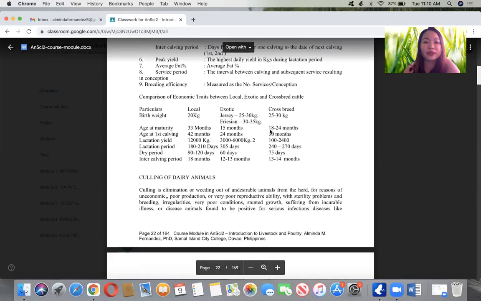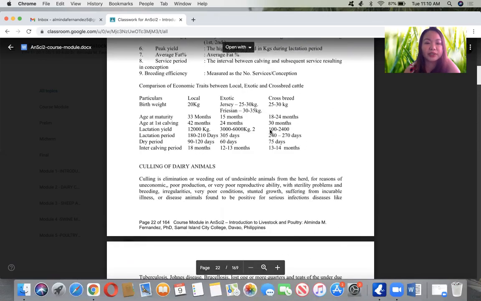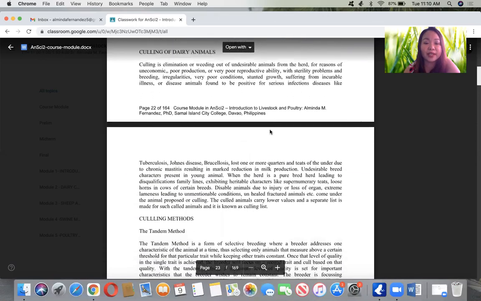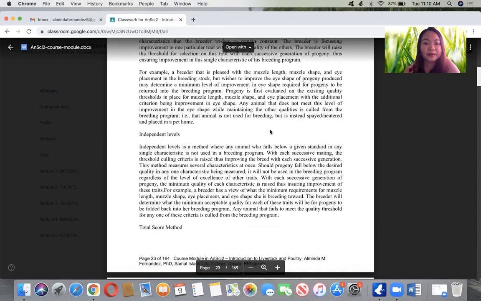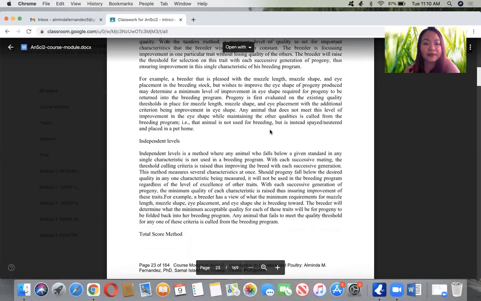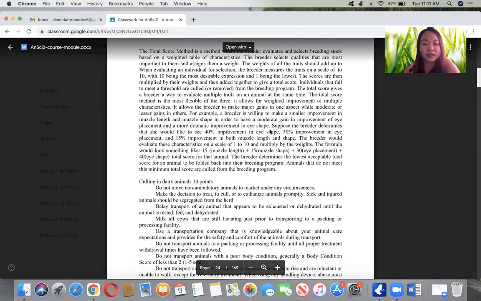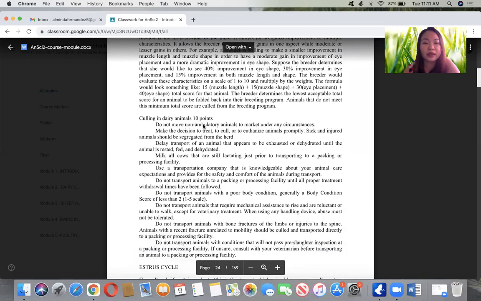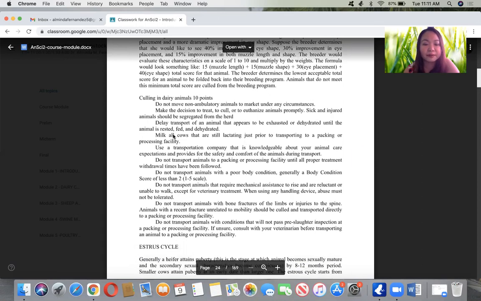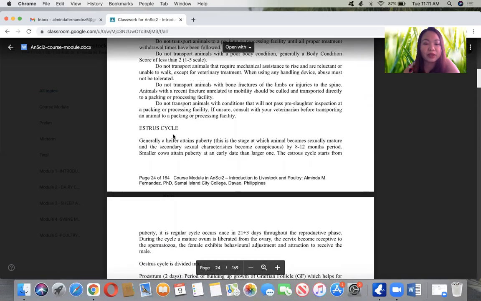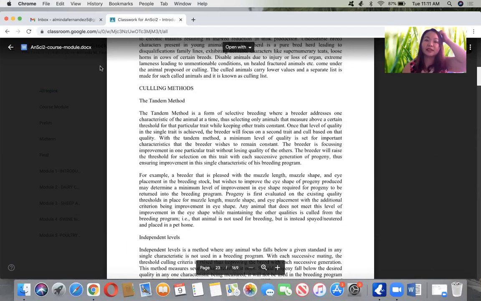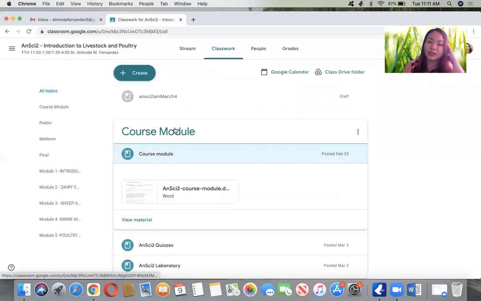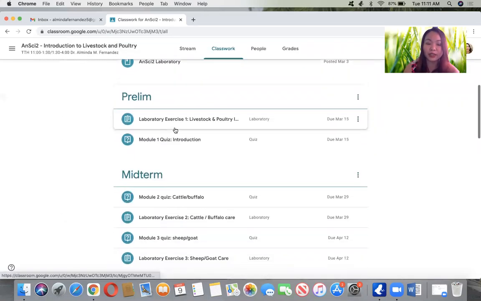So therefore, if they don't meet na already these economic traits, meron tayong tinatawag na culling of dairy animals, no? And there are also culling methods: the tandem method, the independent levels, the total score. And there are also 10 points criteria in culling dairy animals. We will also talk about estrous cycle, but before I proceed with the culling methods, I would like to show you the different breeds. Kasi nag-run through lang ako sa mga breeds.